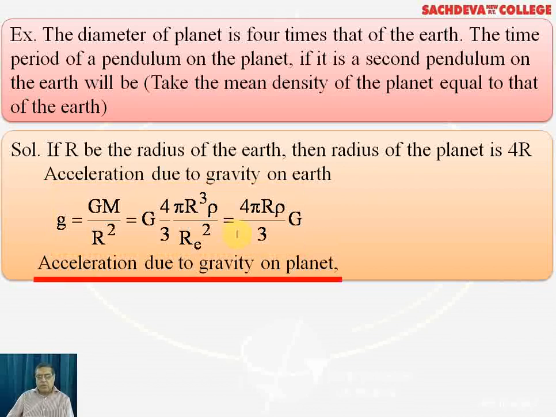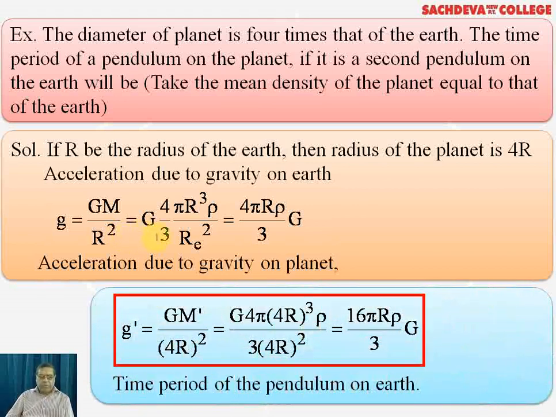So this is how we estimate the acceleration due to gravity on the planet by computing the values. So what exactly have we done? G is kept as it is, r is kept as it is, only mass is converted into density times volume. So density is rho, but the volume is 4 by 3 pi r cube. So we will find g dash on the other planet. It is GM over (4r) whole square. It is exactly the same as we have written earlier, g is equal to GM by r square.